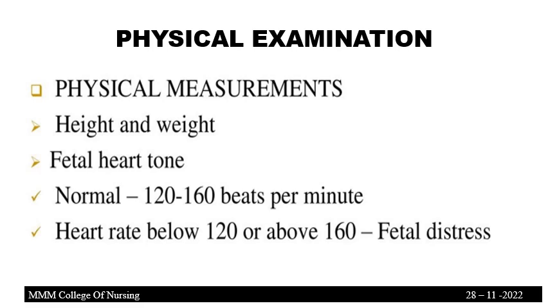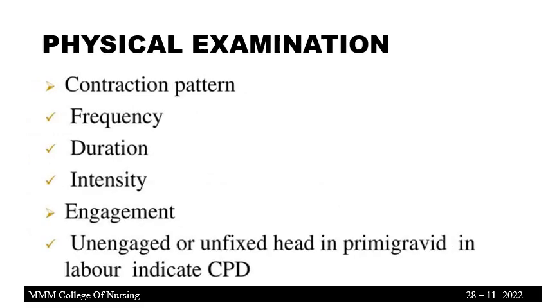Next in the physical examination is the height and weight. You have to calculate the BMI, and check the fetal heart sounds, whether present or not. If present, you have to note it down, how many beats per minute. A heart rate below 120 or above 160 we call fetal distress. In that case, you have to inform the physician.